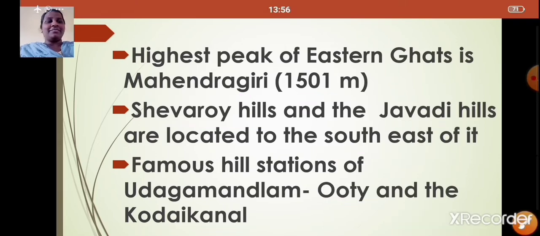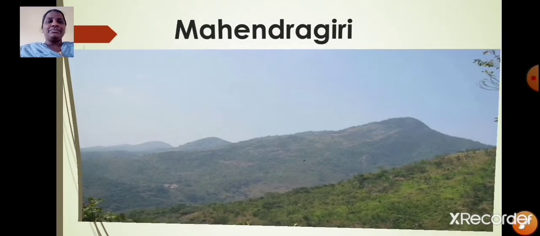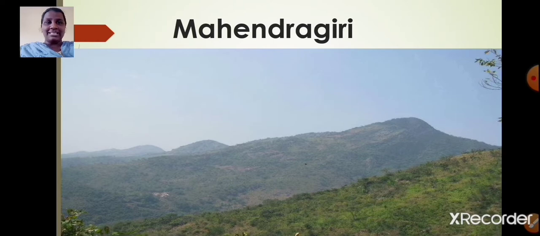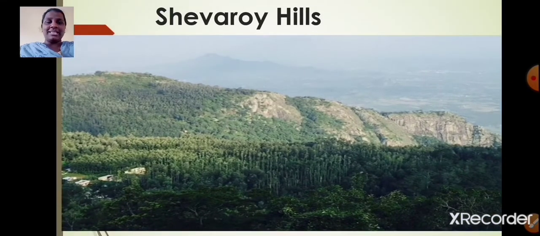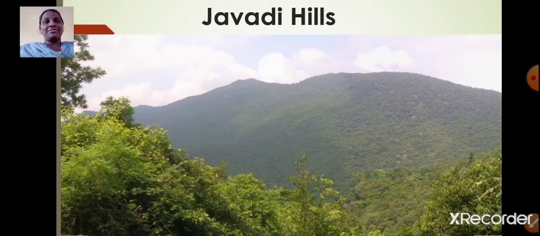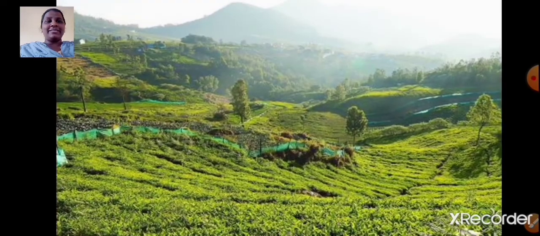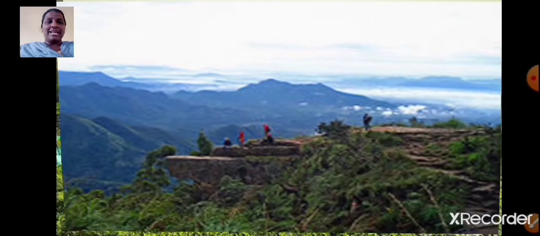Let us have a look. This is the image of Mahendragiri, the highest peak of Eastern Ghats. This is the image of Shevarai Hills. Here is the image of Javadi Hills. Now let us see the hill stations here. Ooty and Kodaikanal.